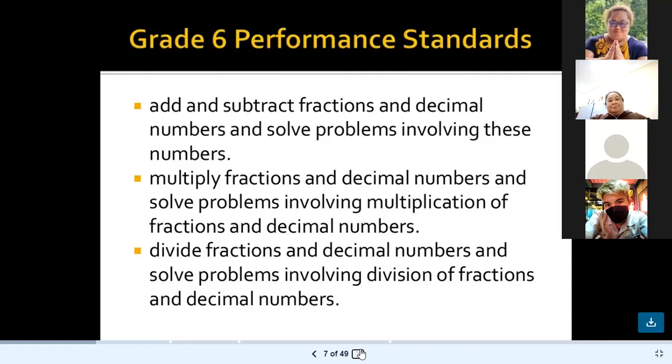Tapos, divide fraction and decimal numbers and solve problem involving division of fraction and decimal numbers. So, diri kailangan tama diri kailangan to sa number 3 is kailangan magamit sang decimal numbers para makuha ang whole numbers, ma'am. That's all. Thank you.